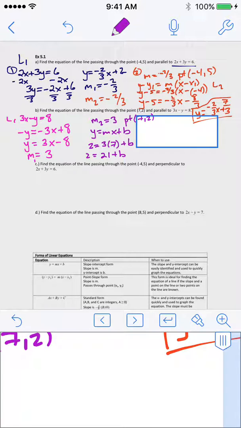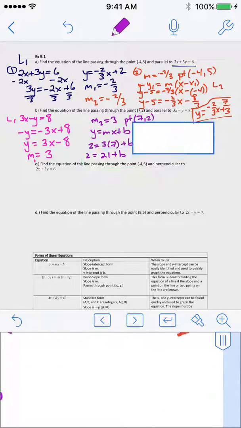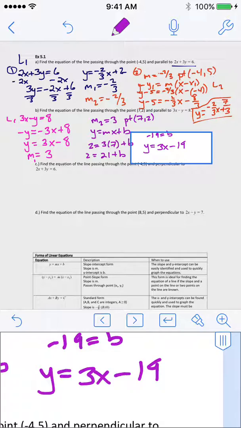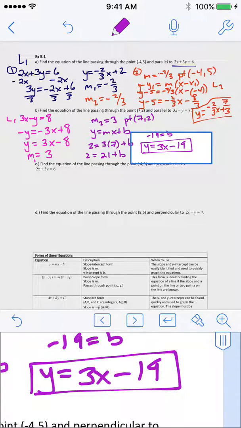2 looks like b, so minus 21 to both sides. You get negative 19 is equal to b. So y is equal to 3x minus 19. And we have our equation.